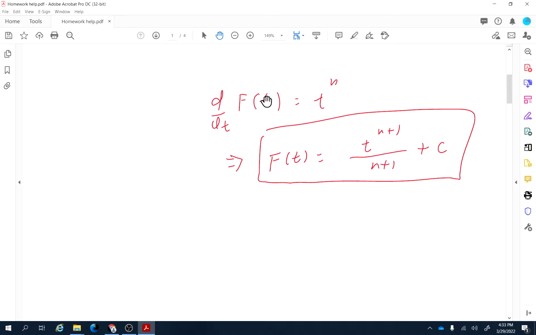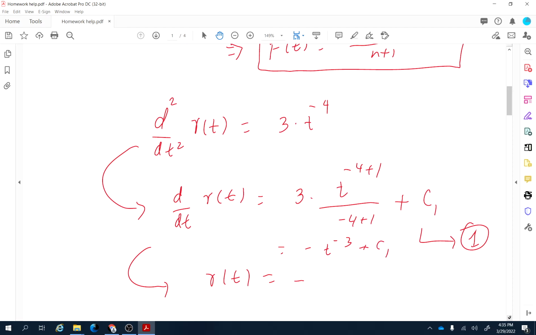By applying the same trick, I can go back again and find r of t, which is the going back process. But this time I need to find the antiderivative of this particular part plus this one. There is a formula for this power rule. You can simplify this. 3 over negative 3 is negative 1. And here it will give you t to the power negative 3. So the only thing left over here is t to the power negative 3. Let me simplify this: it's negative t to the power negative 3 plus c1.